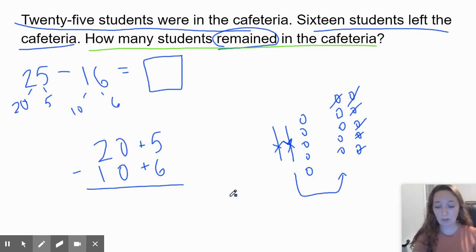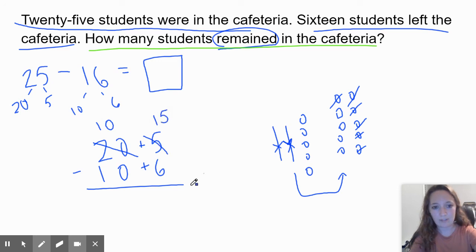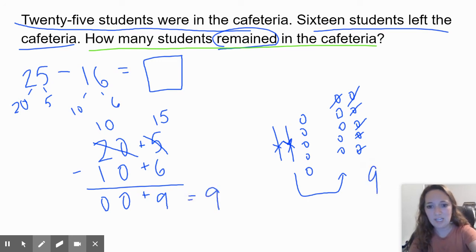So now let's see if we can match that with this. We have 5 ones. We need to take away 6. We don't have enough, so we're going to regroup. So now we only have a 10 left. And instead of 5 ones, we have 15 ones. Now we have enough to take away. 15 minus 6 is 9. 10 minus 10 is 0. So 0 plus 9 equals 9. And it matches! Killing it!